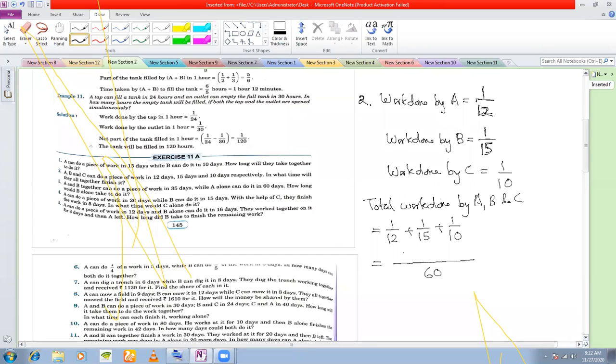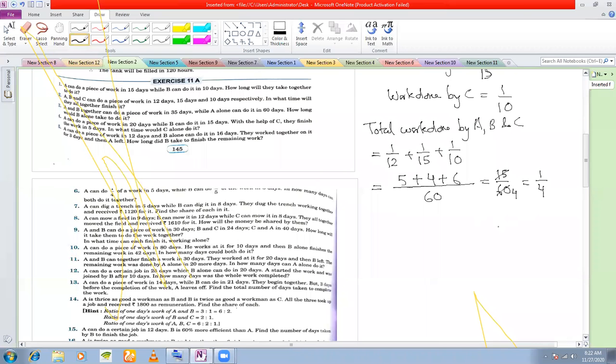And 60 by 12 is 5. 5 into 1 is 5 plus 60 by 15 is 4. 4 into 1 is 4. 60 by 10 is 6. 6 into 1 is 6. 15 by 60. So cancel this. So you get 1 by 4. So what is the total work done by A, B and C? It is 1 by 4.